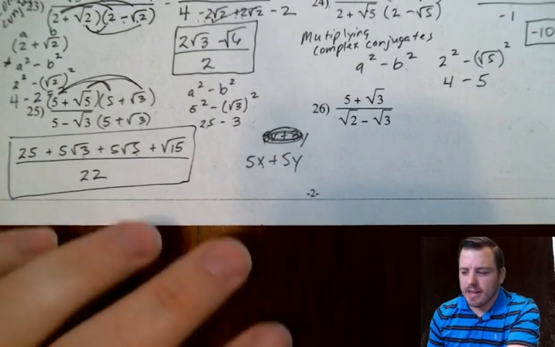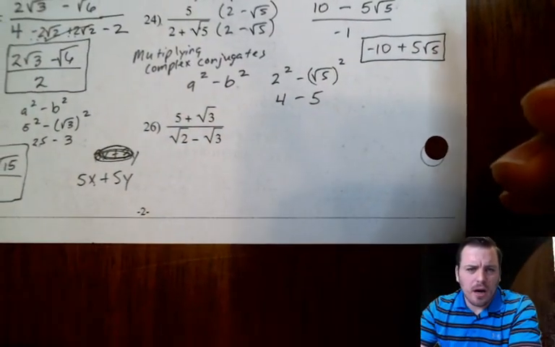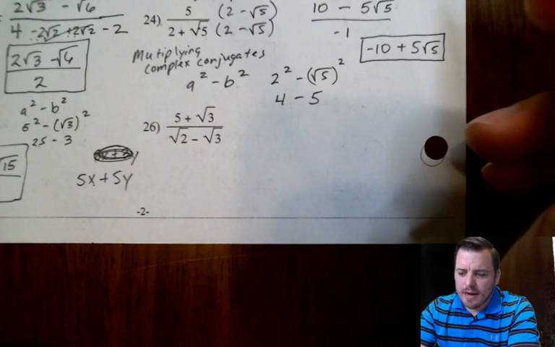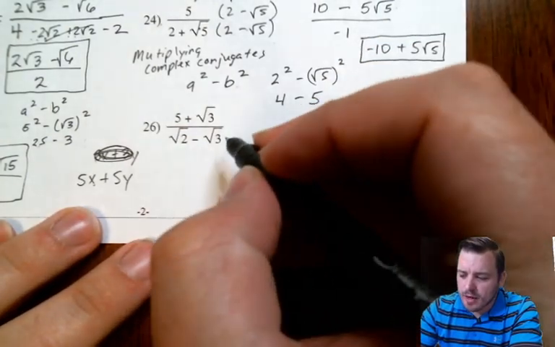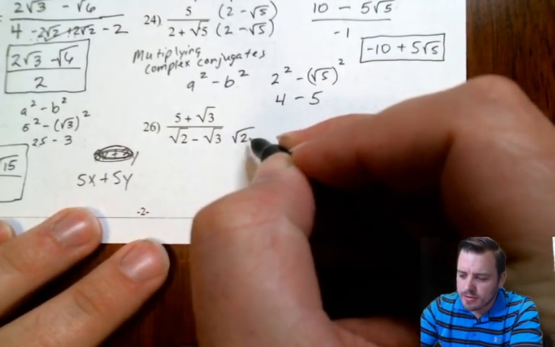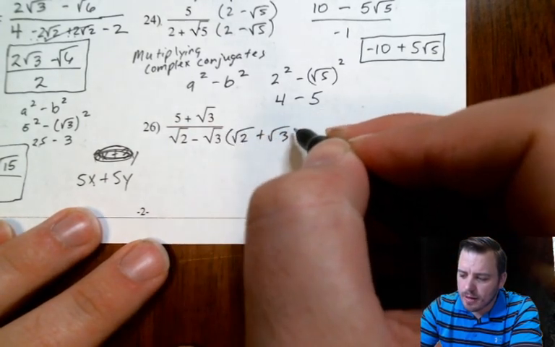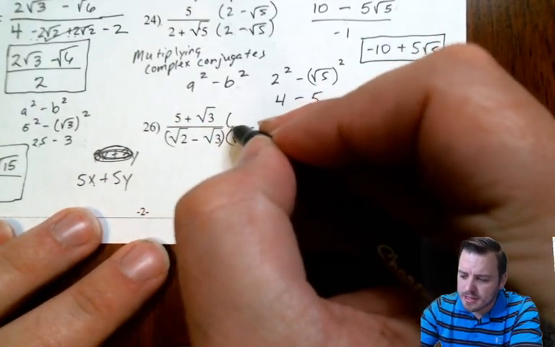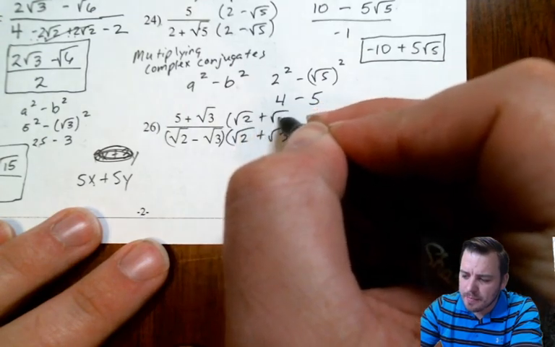All right, last problem of the day, guys. 5 plus radical 3 over radical 2 minus radical 3. So I'm going to multiply radical 2 plus radical 3 on the bottom. Complex conjugate. And I'm going to do the same thing to the top.